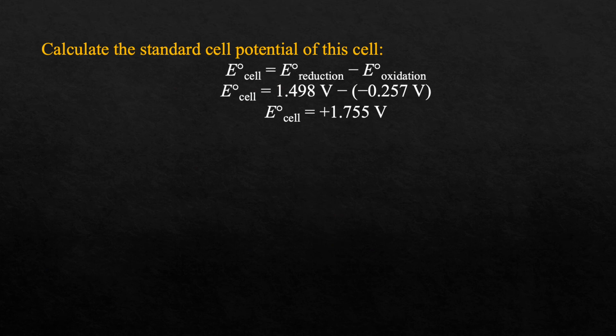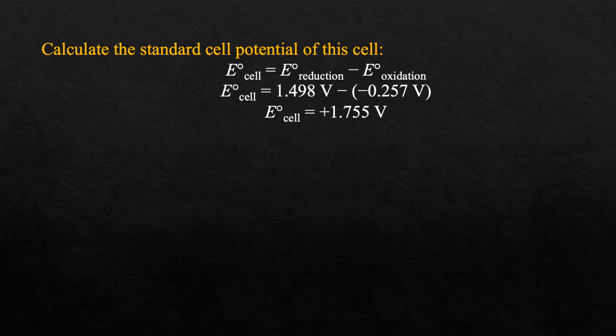To calculate the standard cell potential for this cell, we apply the formula E naught cell equals E naught reduction minus E naught oxidation. Then we substitute their values. So the cell potential E naught cell equals positive 1.498 volts for gold minus negative 0.257 volts for nickel. So the value for the E naught cell is 1.755 volts.